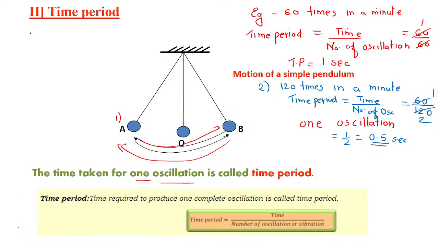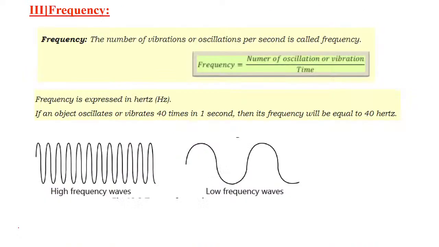So far we have seen what is amplitude and what is time period. Let us see what is the meaning of the word frequency. Frequency is nothing but the number of vibrations or oscillations per second. In 1 second, how many times the wave is vibrating or oscillating, that will be the frequency. The frequency is expressed in hertz. What's the unit of frequency? It is hertz, and while writing we write it as capital H and small letter z, Hz.